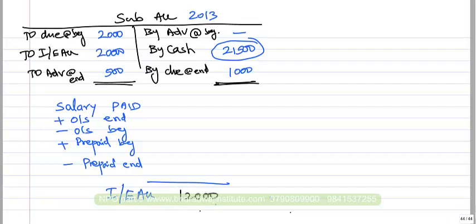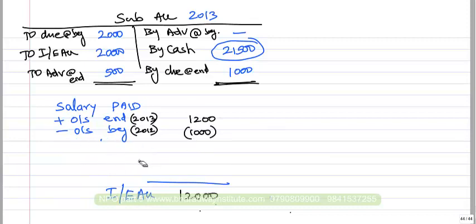Then, what is outstanding at the end, and outstanding at the beginning? Outstanding for 2013, 1,000. Outstanding for 2012, I altered also. At the beginning, how much? 1,200 for 2013, then 1,000 for 2012. Any prepaid amounts given? No prepaid amounts given, just ignore it.